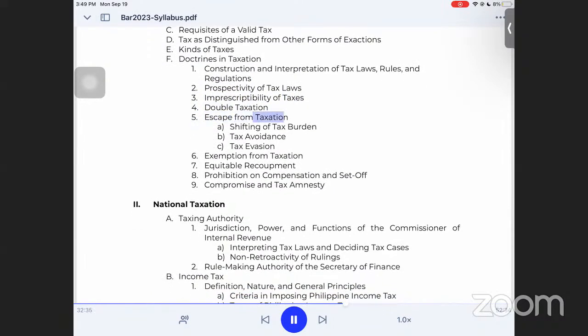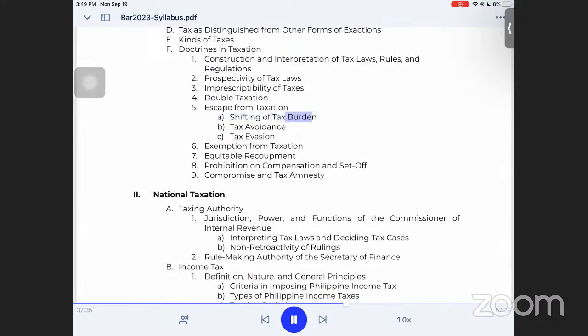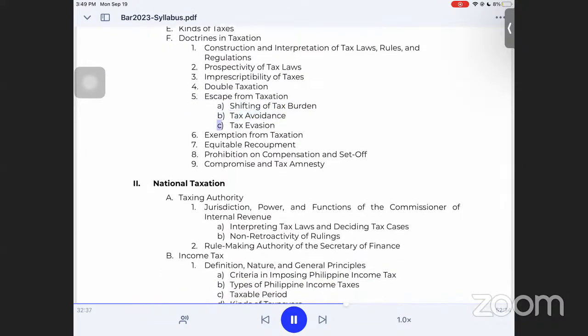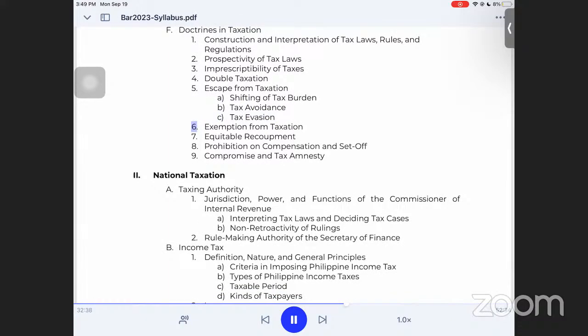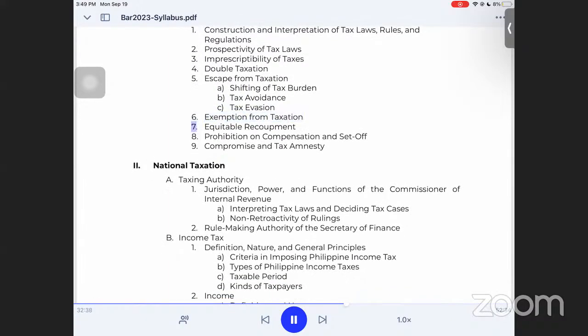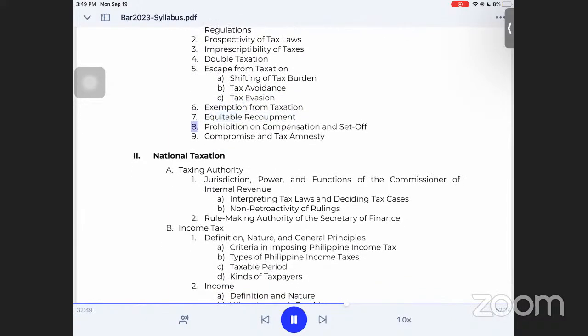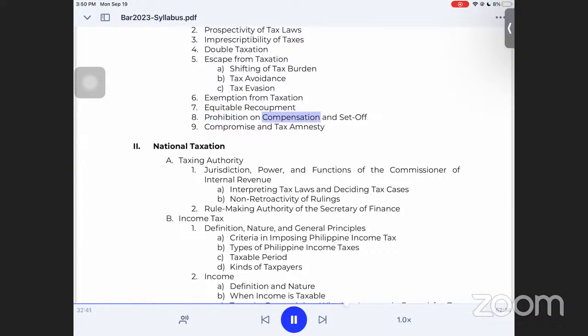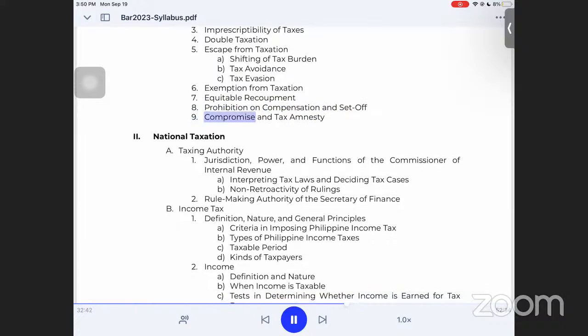5. Escape from taxation: A. Shifting of tax burden; B. Tax avoidance; C. Tax evasion. 6. Exemption from taxation. 7. Equitable recoupment. 8. Prohibition on compensation and set-off. 9. Compromise and tax amnesty.